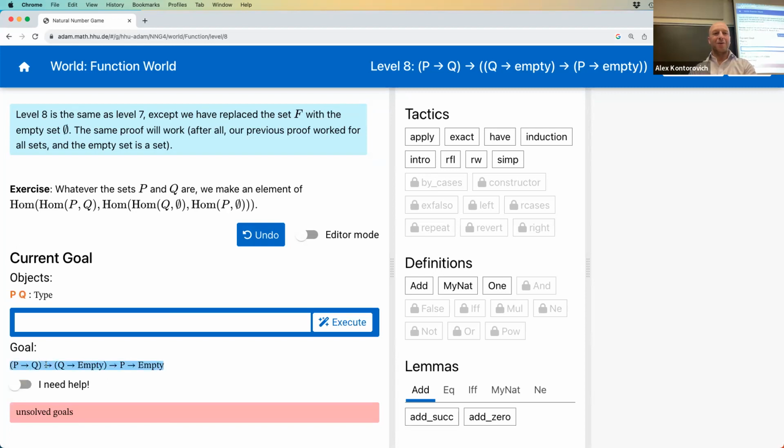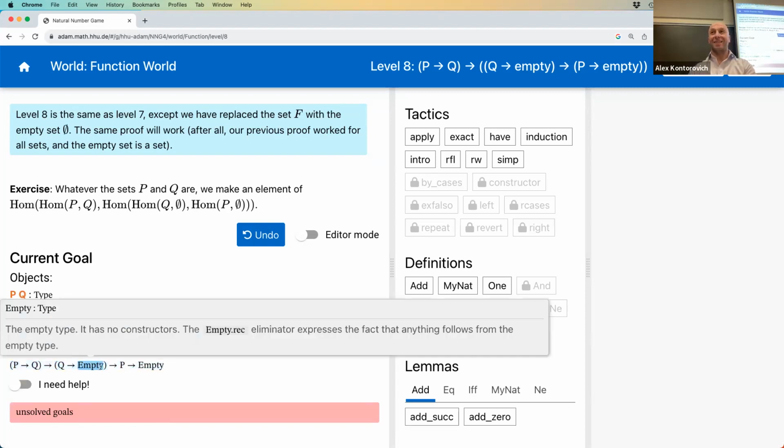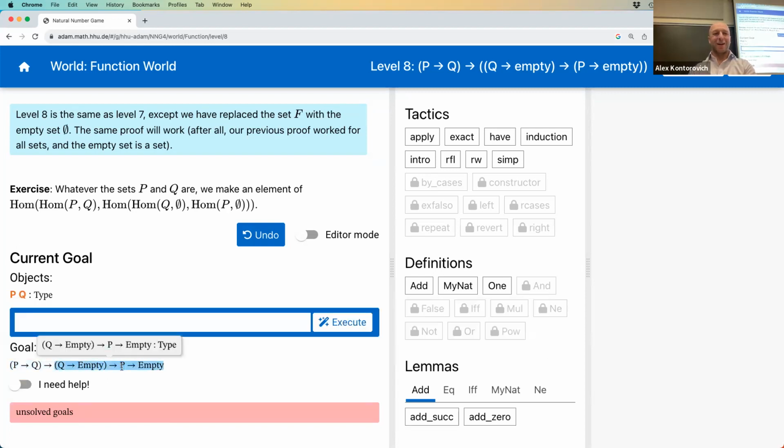Okay. PQ implies Q implies empty, and implies P implies empty. So the way you say not P is equivalent to P implies empty, or P implies false. All right. So let's do this one a little slowly. So let's intro PQ. We'll intro Q empty. PQ, then Q to empty, QE, then P.